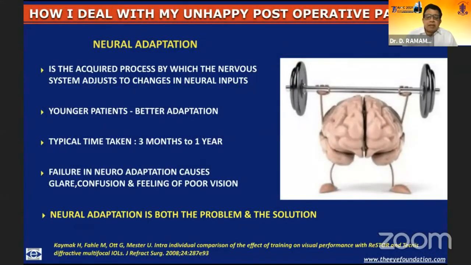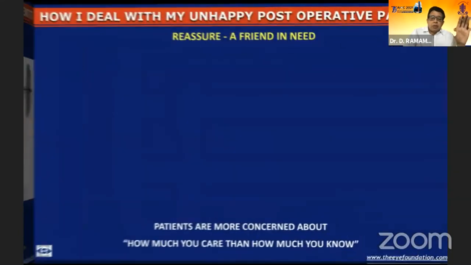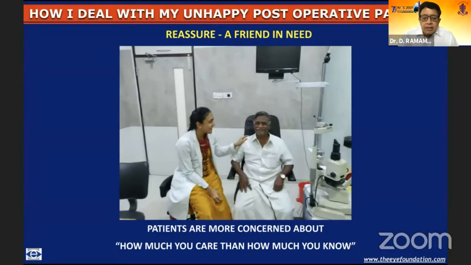I think neuroadaptation is both the problem as well as the solution. And it is difficult for us to predict which patient is going to neuroadapt and which patient is not going to. So when the patient presents to you with initial complaints, be encouraging to them. Tell them that just like learning cycling, you have to get used to these lenses. Give it about 3 to 4 months. Once you have ruled out that none of the other problems that I alluded to earlier are there, allow some time, counsel patients, and ultimately you find that the majority of the problems that the patients came to you with do go away.